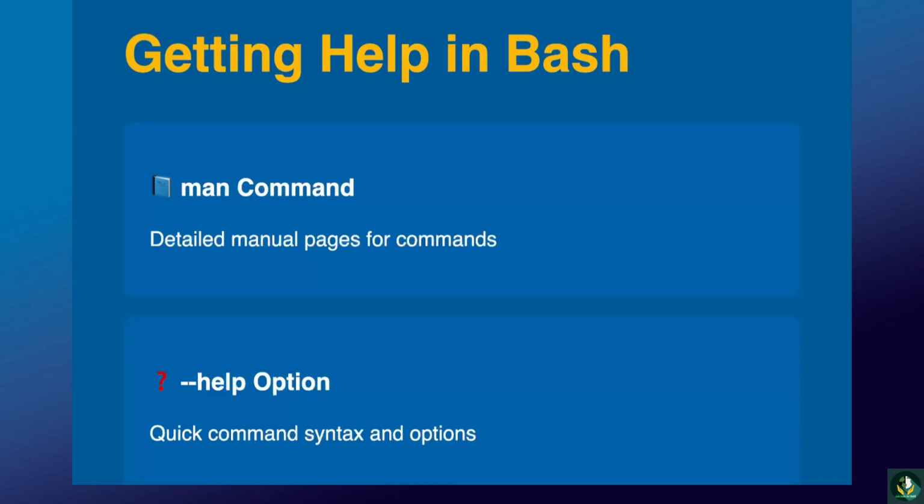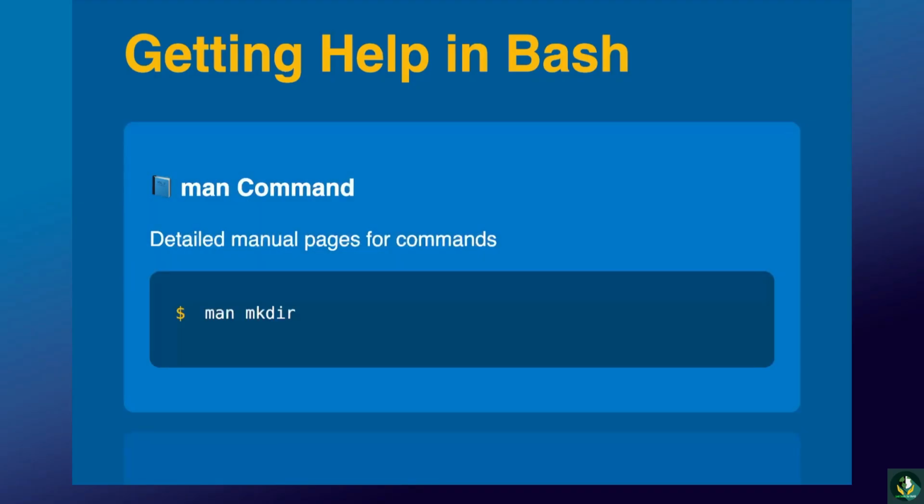The Bash command line interface provides comprehensive built-in documentation tools. The system operates through two primary help systems, the man command and the --help option. So, when learning Bash commands, the man command serves as the primary documentation source. The system displays detailed manual pages that explain command functionality, its options, and usage examples. For instance, typing man mkdir will provide complete documentation for the directory creation command.